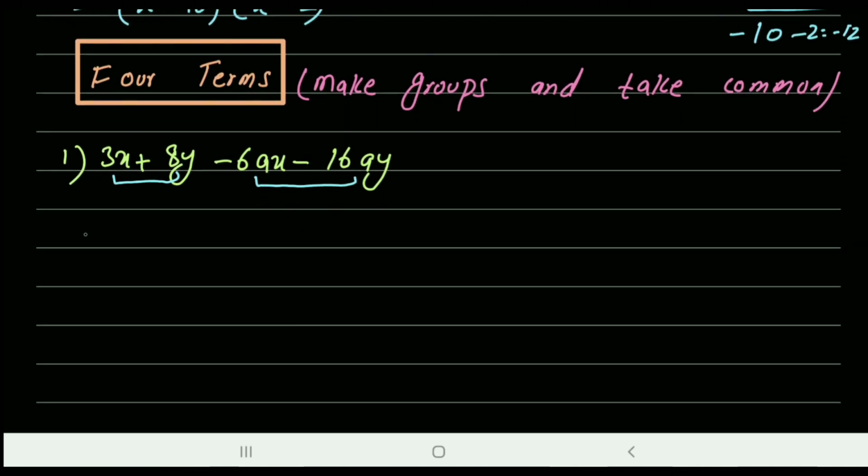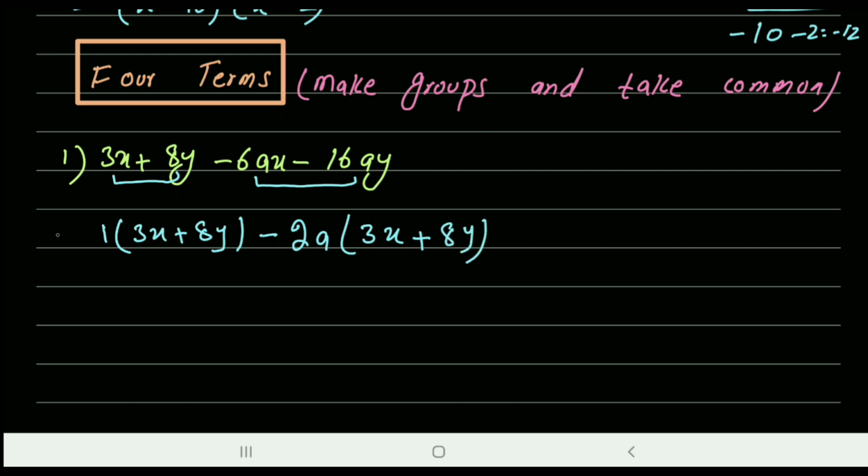So what is common in the first 2 terms? I cannot see any number common in the first two terms, so I will take one common. 3x plus 8y will be left as it is, and here you can see this is a negative sign, so you will take the same sign, negative, and 2a is common. So what is left inside? 2 3s are 6, 3x, and the inside sign will be changed because this is negative. So plus 8y is left inside.